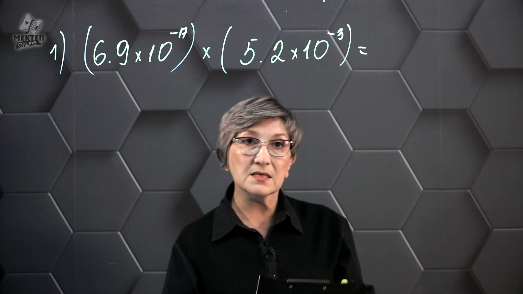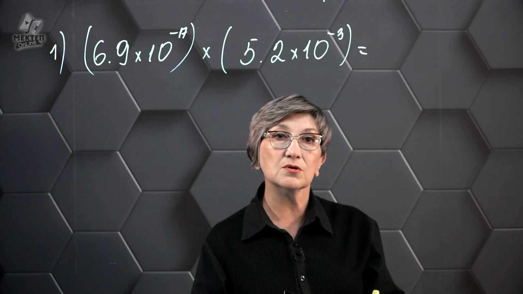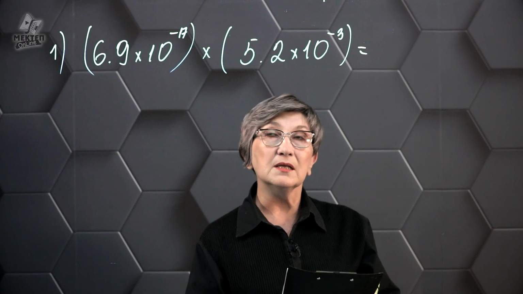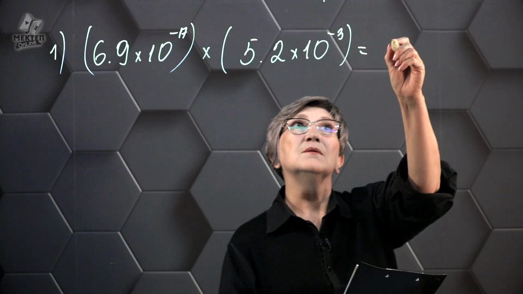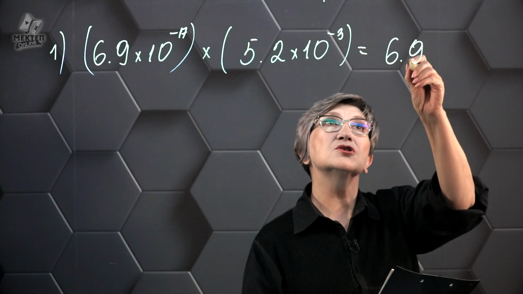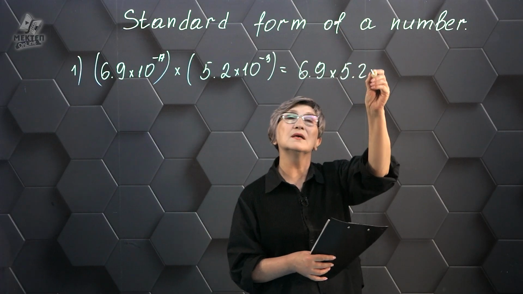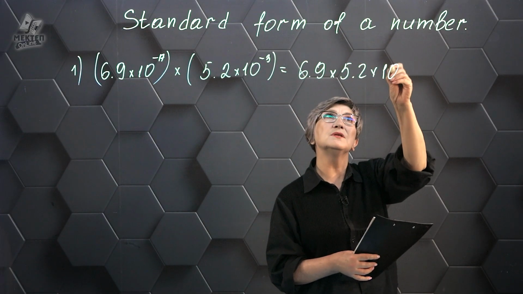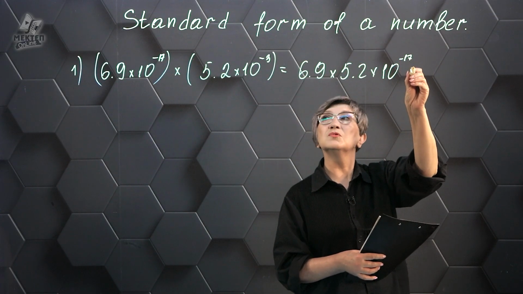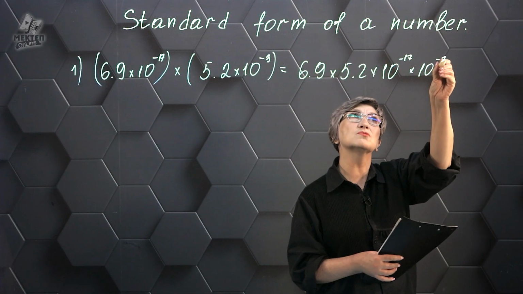We've already found the product of two numbers written in standard form. To do this, we need to apply a rule: 6.9 multiplied by 5.2, and 10 to the power of minus 17 multiplied by 10 to the power of minus 3.